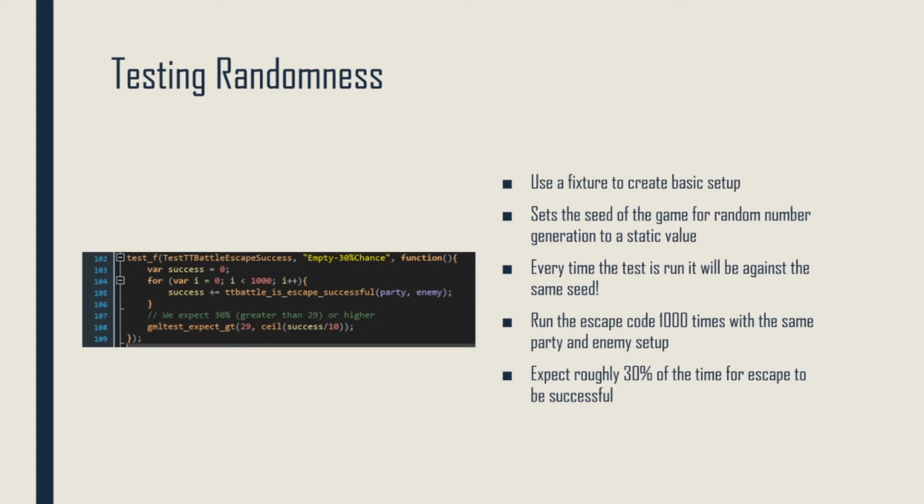So here I have another fixture test to set up the battle, and set up the party and the enemy in a very basic way. I set the seed of the game to a static value, so that every time this test runs, it's always on the same seed. And I have the code that determines whether the escape happens or not run 1,000 times, and then I expect that roughly 30% of the time it's going to happen.